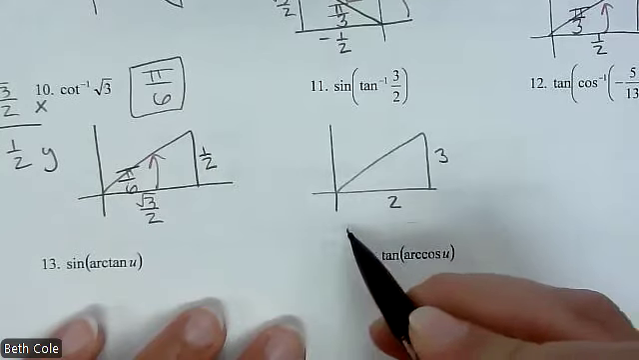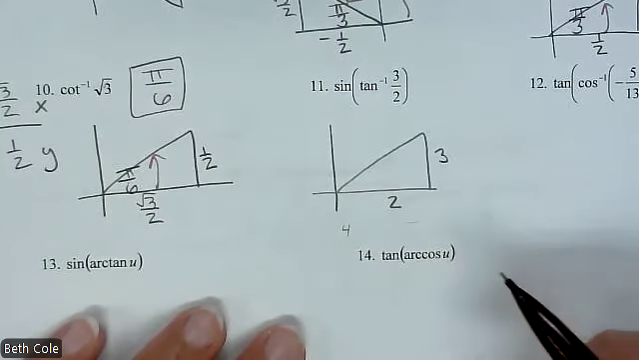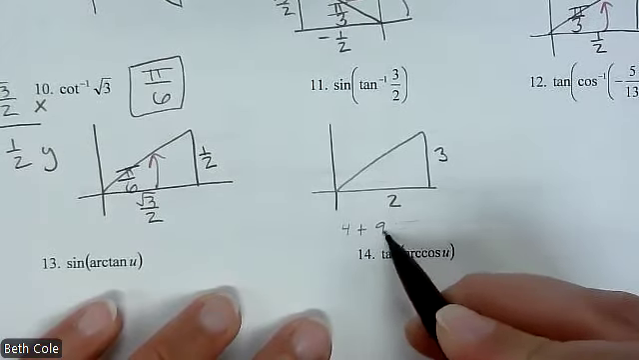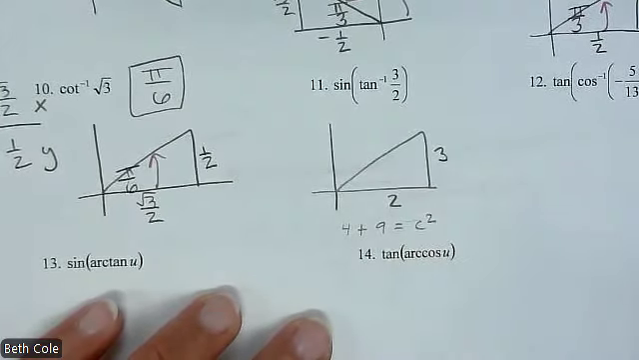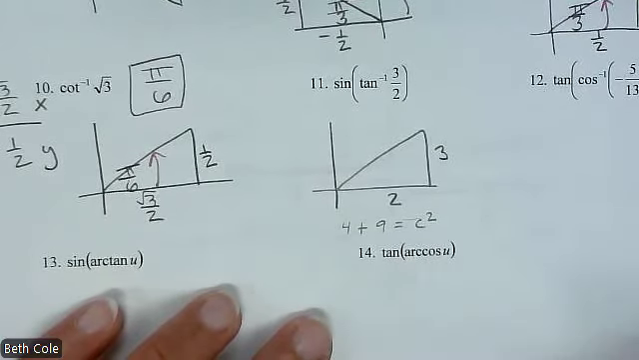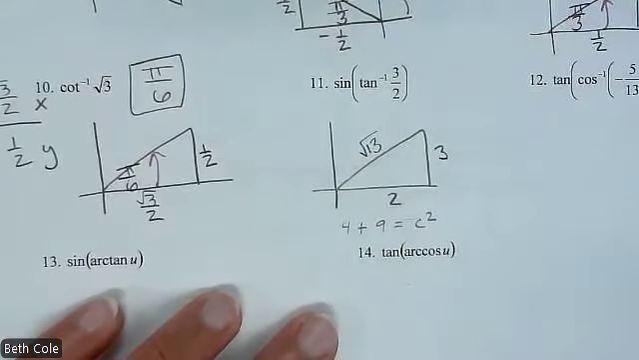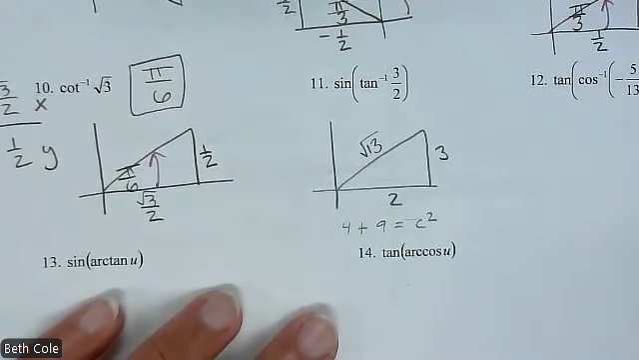So 2 squared is 4. I'm going to kind of shorten this because I don't have a lot of space. 2 squared is 4 plus 3 squared is 9 equals c squared, x squared, r squared. I don't care. Call it whatever you want. But 4 plus 9 is 13. And so it is square root of 13. Other way. Square root of 13.